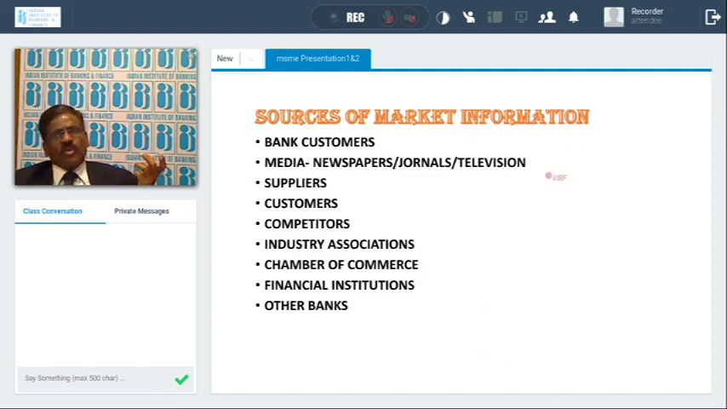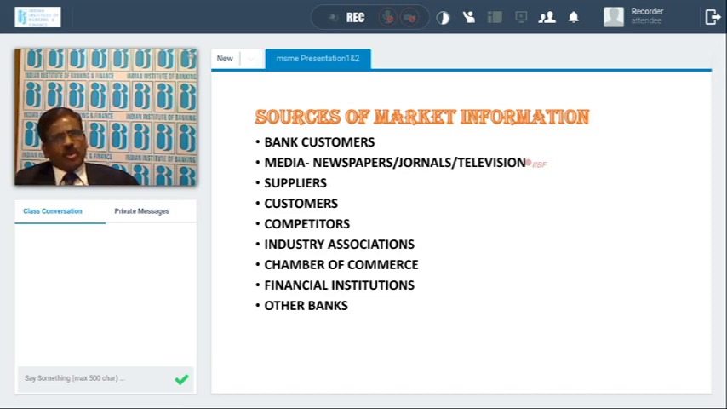And what is the information? Where do you get the information from? So from your existing customers, you can get the information, and from the media, newspapers, journals, etc. About a particular activity, you can find out. And suppose it's the handloom sector, whether that handloom sector is working or not, what are the problems being faced by the industry, etc.